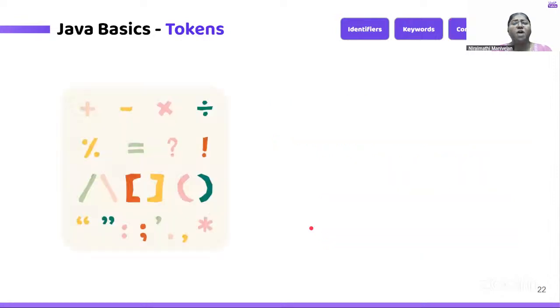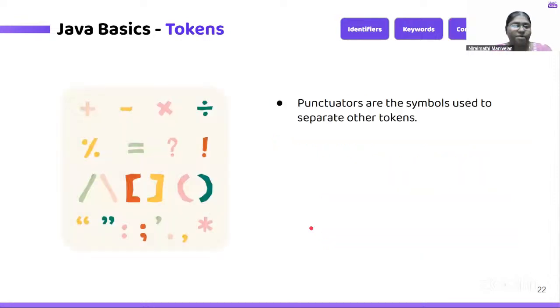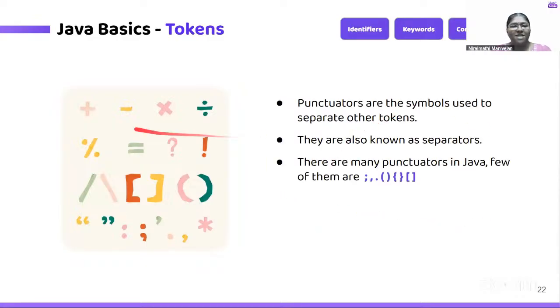So those are the constants. Then finally, punctuators or separators. We have symbols like operators and then the semicolon, comma, dot. All these are called symbols which separate other tokens like keywords, identifiers, and constants. Basically, these separators help us to identify or classify the other tokens. So these are the tokens in Java.